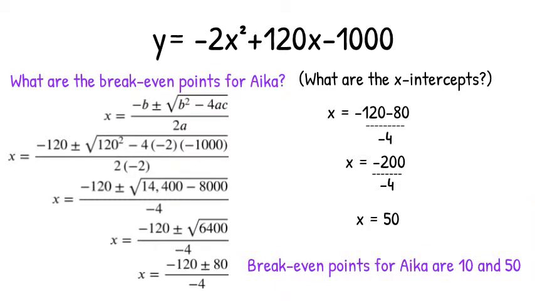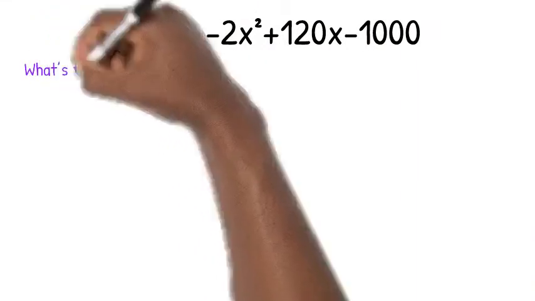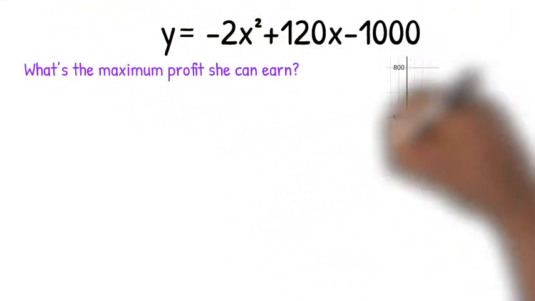So she has to sell more than 10 cases to make some profit, but she won't make any profit if she sells more than 50. So she has to sell at least 10 to earn enough money to pay for her supplies, but if she sells more than 50, it's going to be too expensive for her to make the phone cases to earn any profits. Now we address the maximum profit Ica can make.